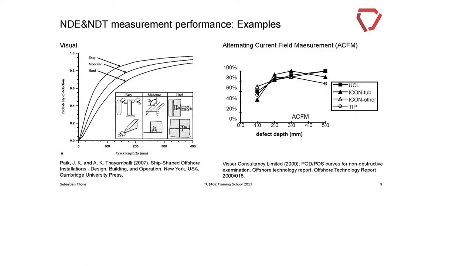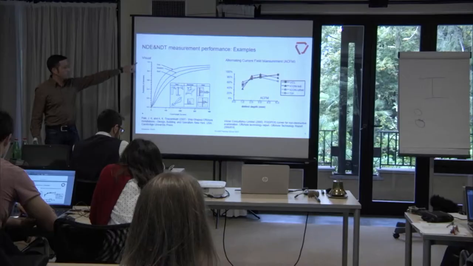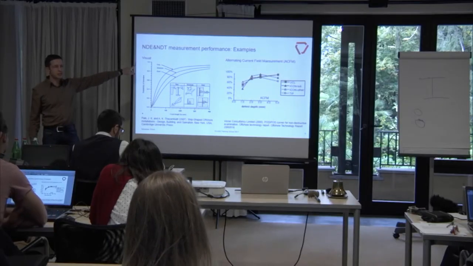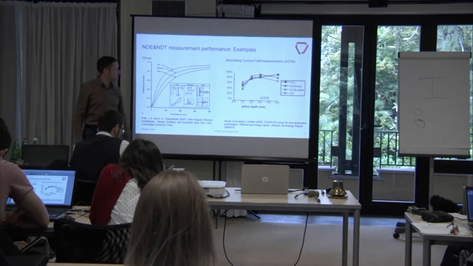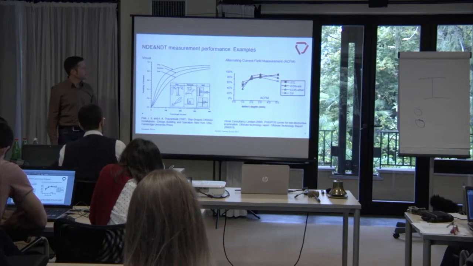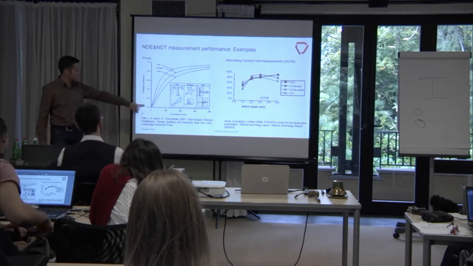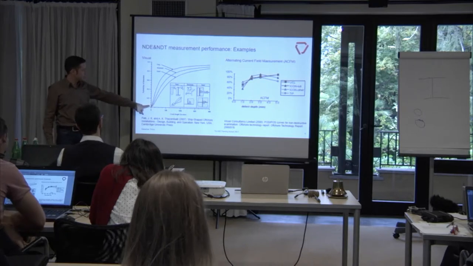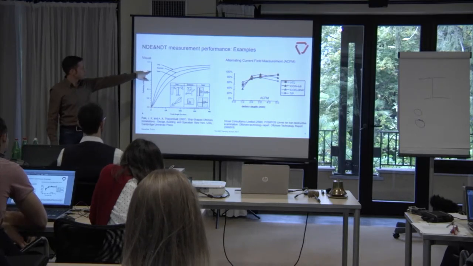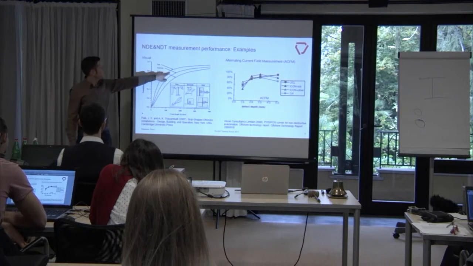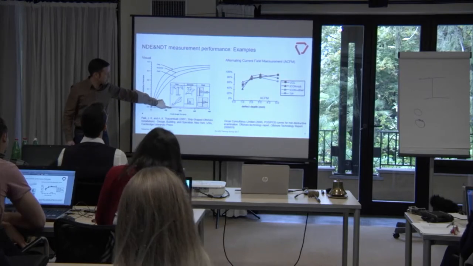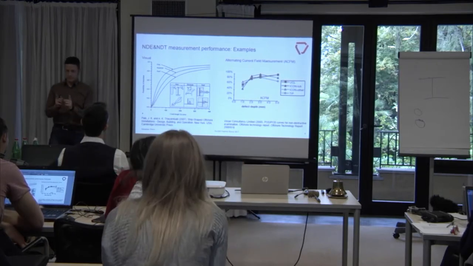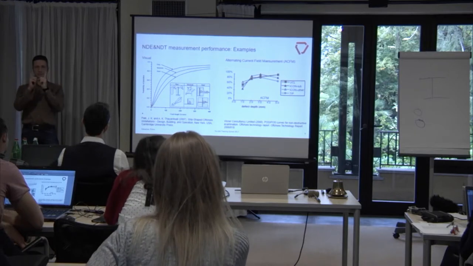So we see here the crack length in millimeters, and this is for visual inspection of steel structures in ships. And then you have easy, moderate, and hard environment. And this has been assessed with experiments. So for instance, with a probability of 80%, you will be able to recognize a crack size of around a crack length of 150 millimeter.